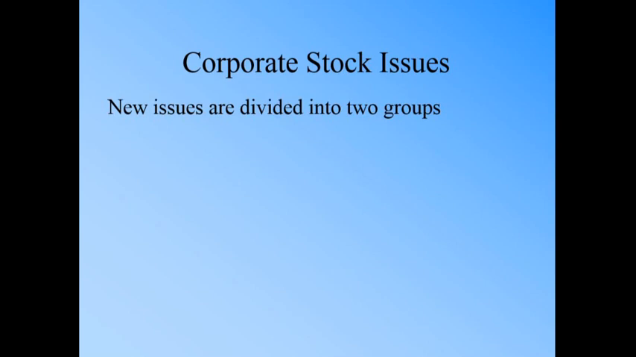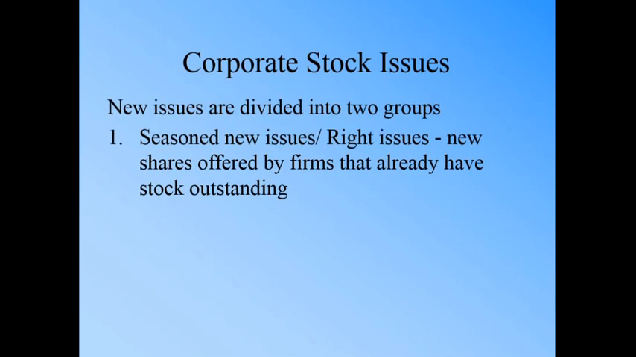Okay, so the corporate stock new issues can be divided into two major groups. The first one is known as seasoned new issues, or in Pakistan we call them rights issues. These are the shares offered by firms that already have stocks outstanding. Meaning, a company which has already issued its stock previously, now if the company is issuing additional stock, those stocks are known as seasoned new issues, or rights issues.